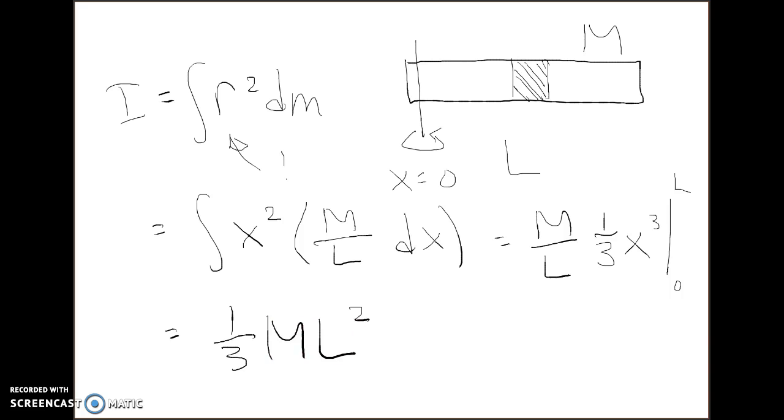So we have a different number now. And notice that this is only around one end. You should be able to do this again and show that it's 1/12 m L squared around the middle.